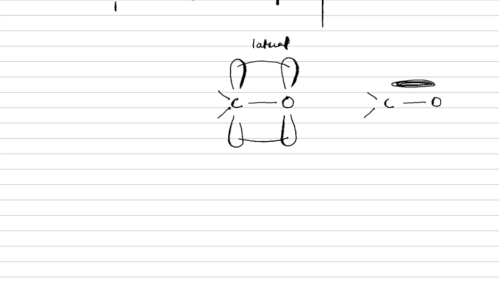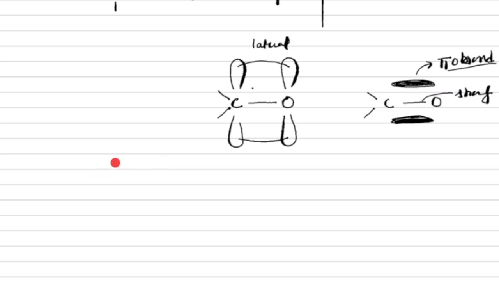They will combine and create this orbital by lateral overlapping with each other, carbon's p orbital and oxygen's p orbital. This bond is the pi bond. It's a weak one, and this one is the strong one, that is sigma. Pi is a weak bond.